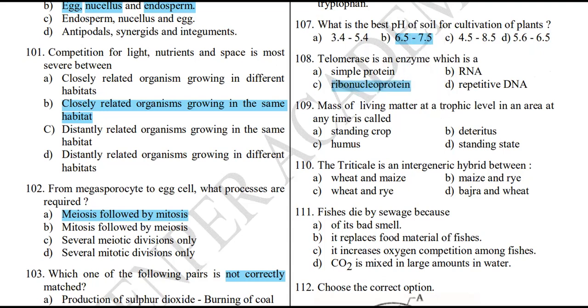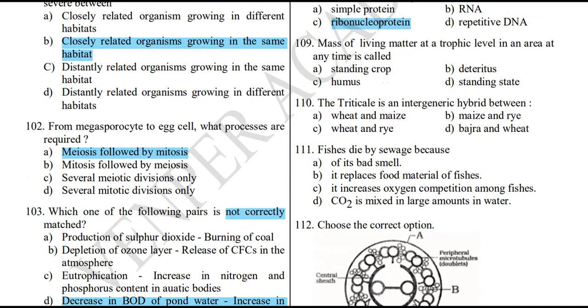The mass of living matter in a trophic level in an area at any time. It's a very important question. Question number 109. Okay, it's just the definition. So the answer for this question is option A. It's a standing crop. The total mass of the living matter that is present in any trophic level at any time is the standing crop.